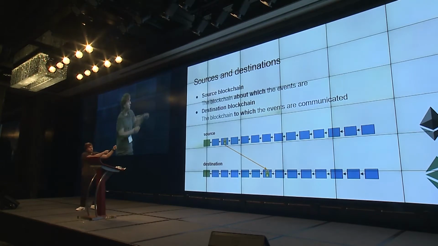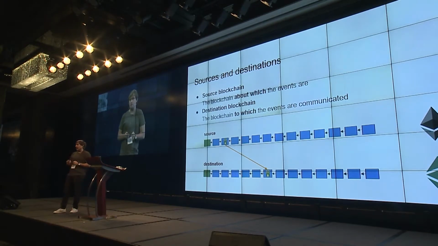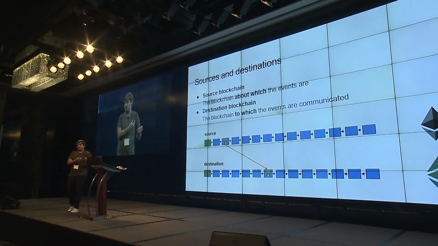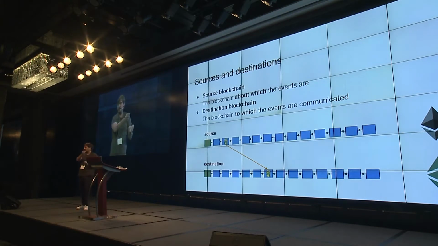However, this is just one event transfer, and if you have the ability to do that between two chains, both downwards and upwards, then when you're doing the upwards direction, the source and the destination chains are reversed essentially, and the bottom chain becomes the source chain and the top becomes the destination chain. So ideally you would want to have bidirectional communication between your blockchains.